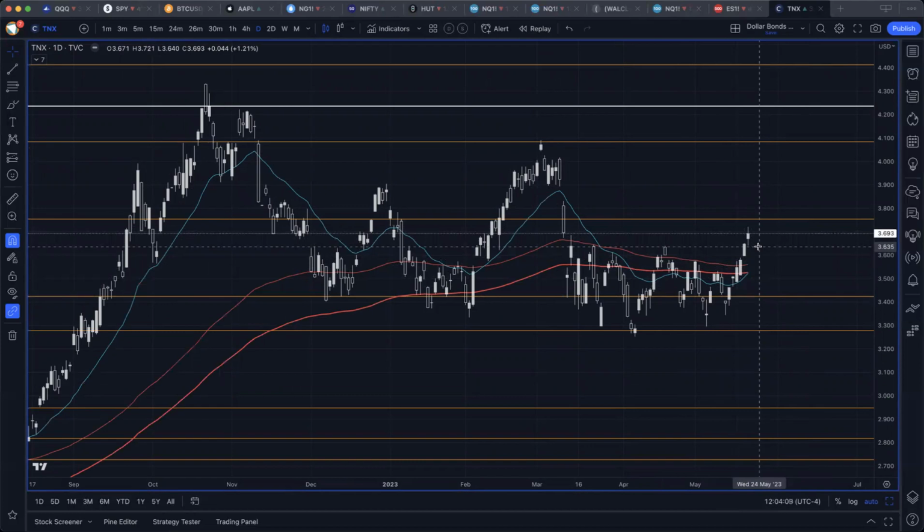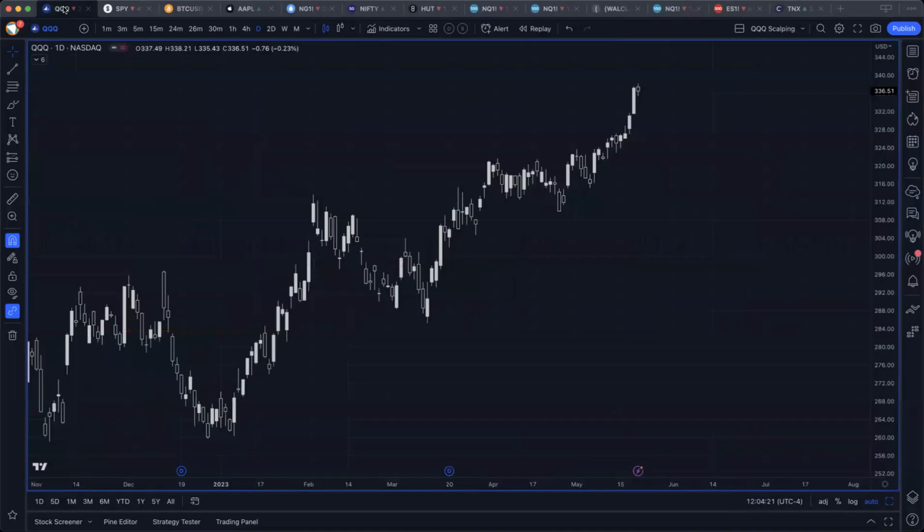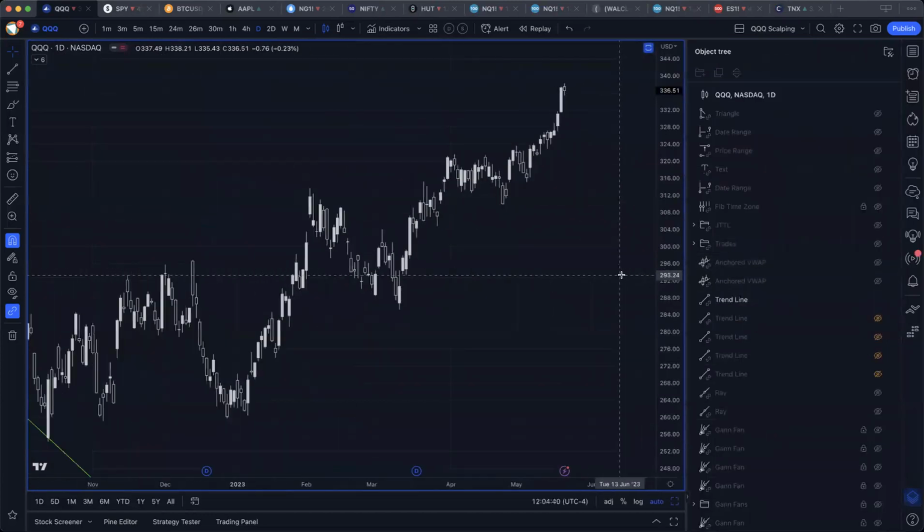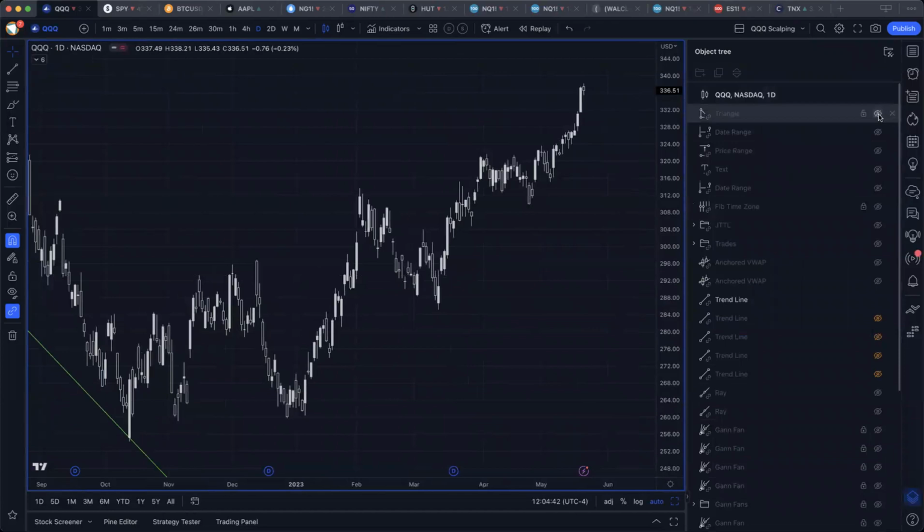Okay. So let's go and take a look at this other Jenkins technique that I've come across, and I'll drop a link in the description to his books here. So this is a technique described in his Secret Science for the Stock Market book. And here's a plain chart of the Qs. I've drawn all these things out, so I'm just going to start by simply unhiding the objects that I've drawn.